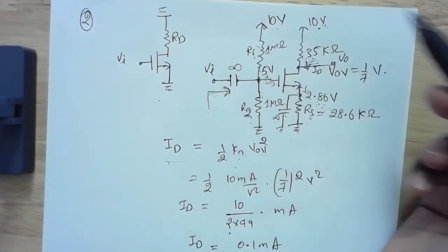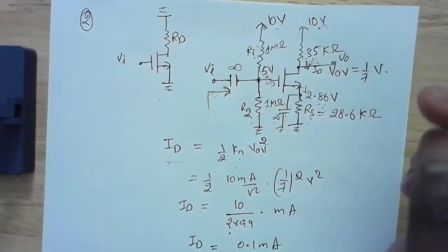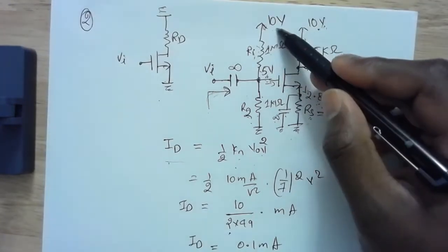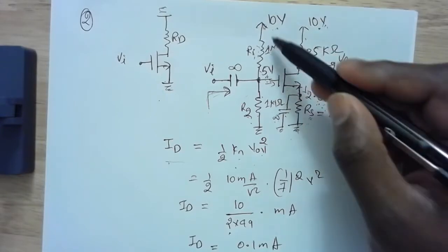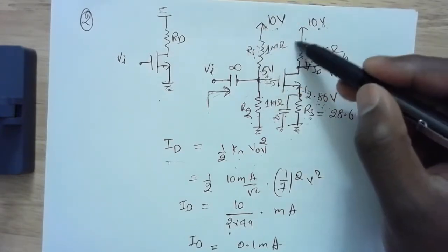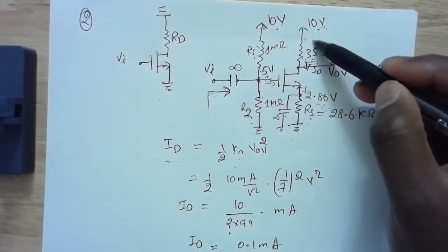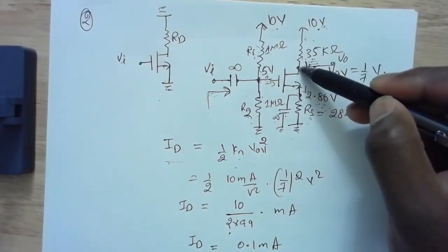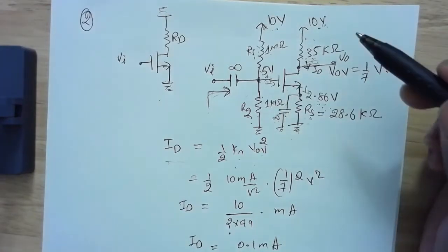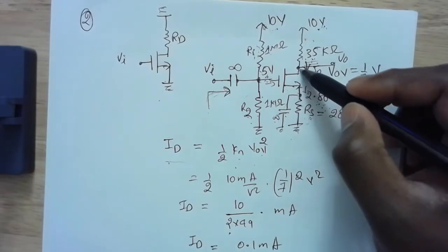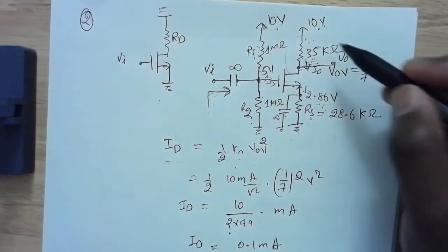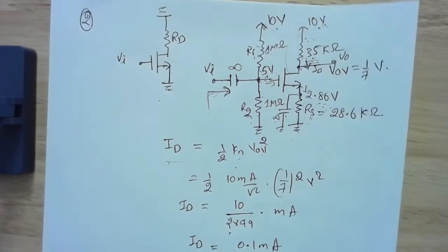Now if we make sure that the drop across this resistance RD is 1/3 my power supply, where here the drop across this resistance is half, then I'll definitely make sure that my drain will be at a higher potential than my gate. So what I want is my voltage drop across RD to be 1/3 my power supply.